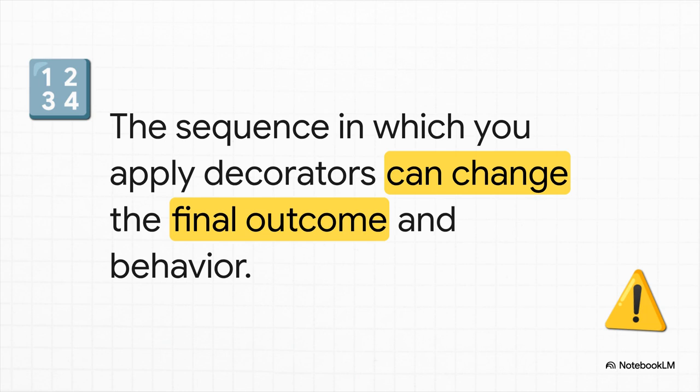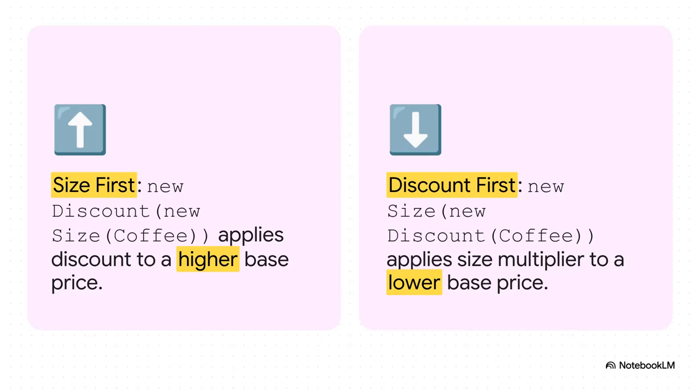The order you wrap your decorators in can really, really matter. It's not just a shopping list of features. The sequence itself can completely change the final outcome. Okay, let's make this super clear with an example. Imagine we have a size decorator and a discount decorator.